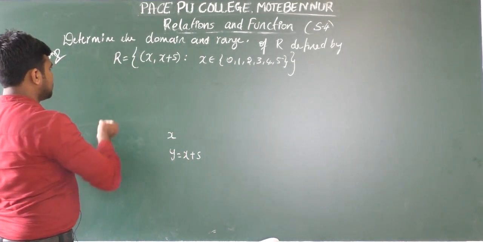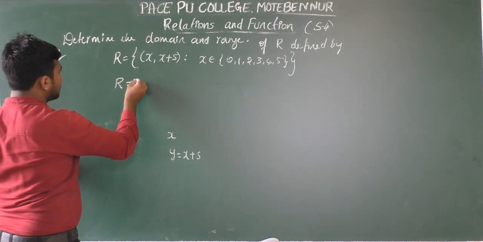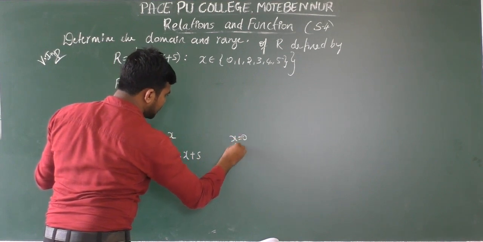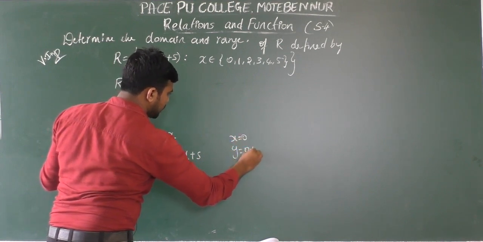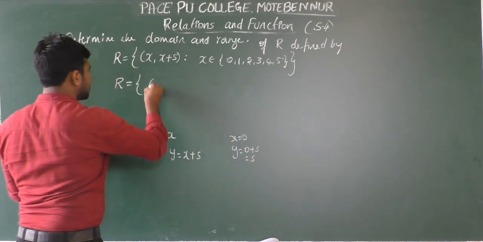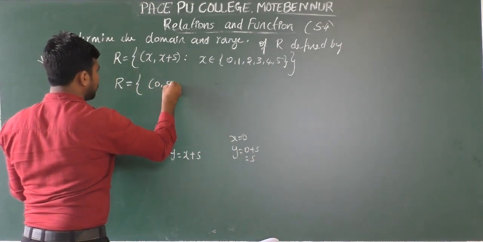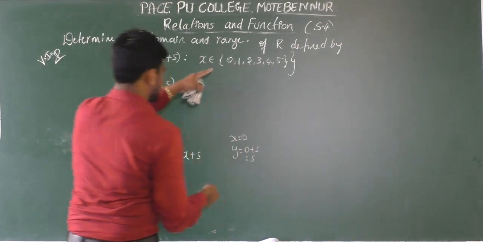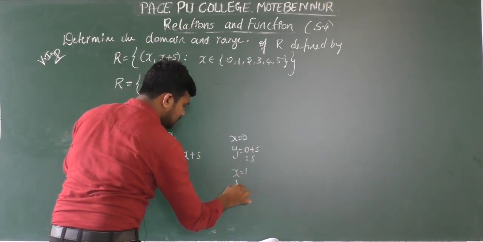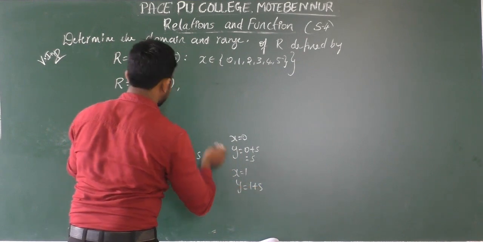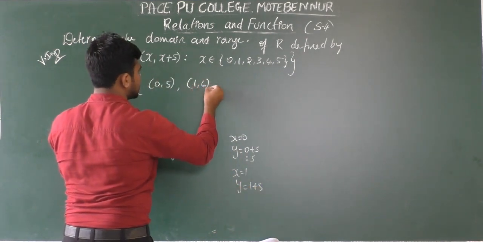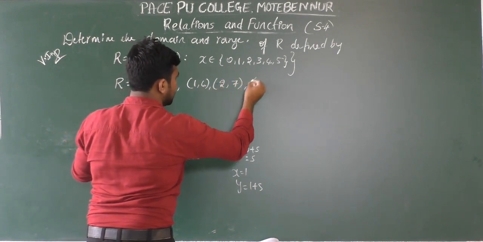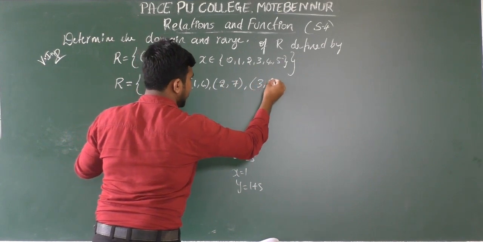Now see, how will we get the relation? R is equal to, if you take x is 0, then what is y? Y is nothing but 0 plus 5, which is 5. So 0 is related to 5. Now next, if you take x is 1, then what is y? 1 plus 5, 6. So 1 is related to 6. Similarly 2 plus 5, 7. 2 is related to 7. 3 plus 5, it is 8.